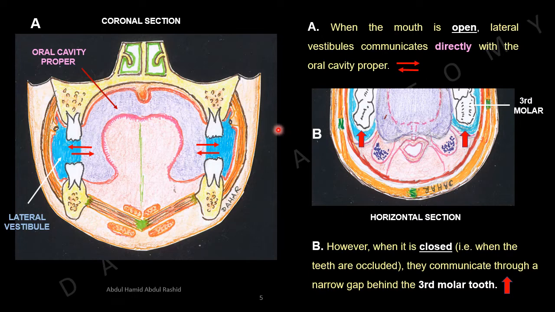But when the mouth is closed, the teeth are occluded, they are not directly communicated with the oral cavity proper. However, there is a little space behind the third molar tooth. The vestibule of the mouth on the lateral side is communicated behind the third molar tooth with the oral cavity proper.